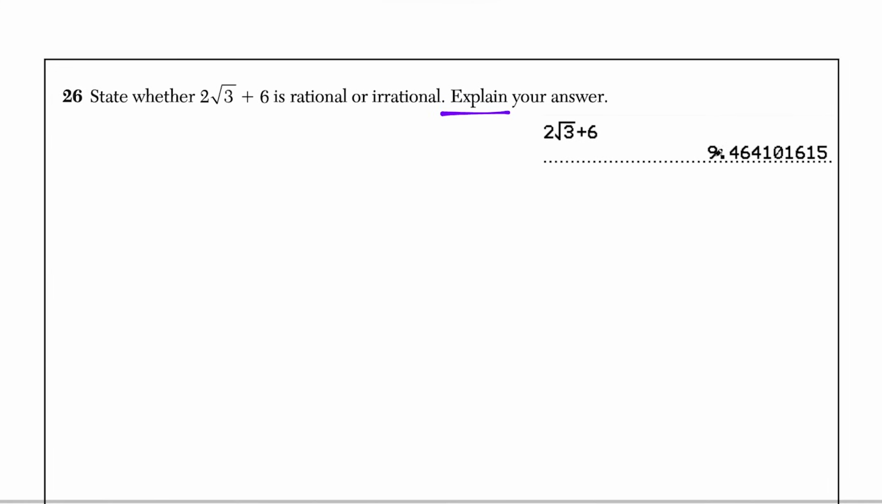So looking at this number, we could see that we have an irrational number because we have an infinite decimal with no pattern to it. And another way to see it is that we're taking the square root of a non-perfect square. So 3 is not a perfect square. And anytime you take the square root of a non-perfect square, you're going to have an irrational number.